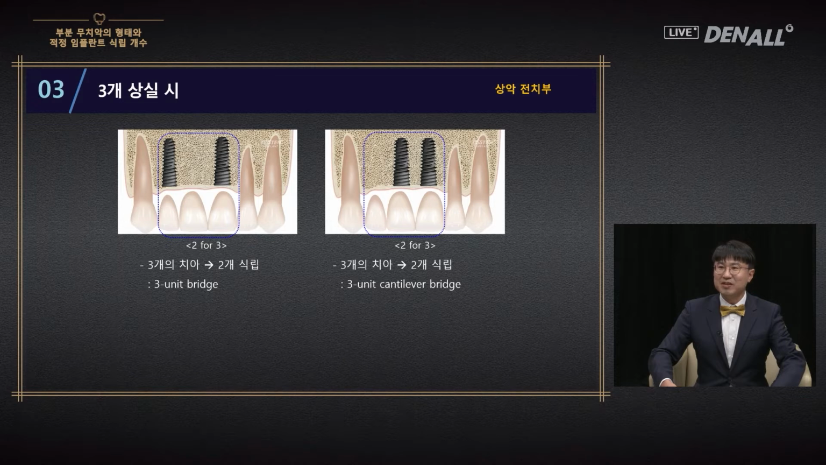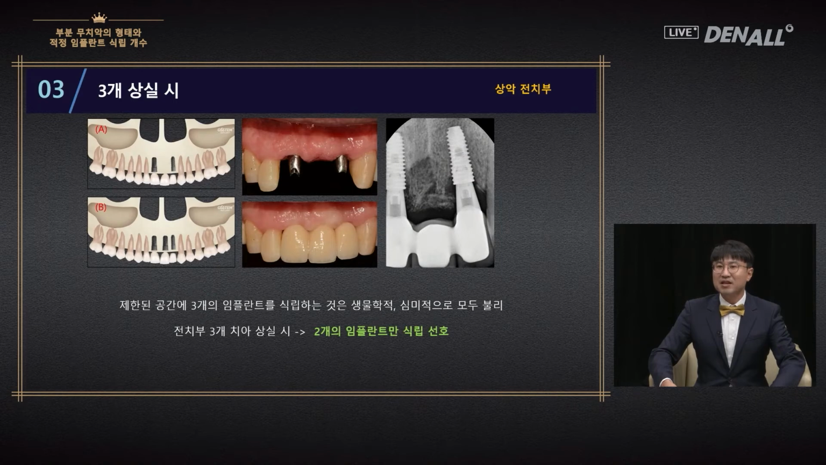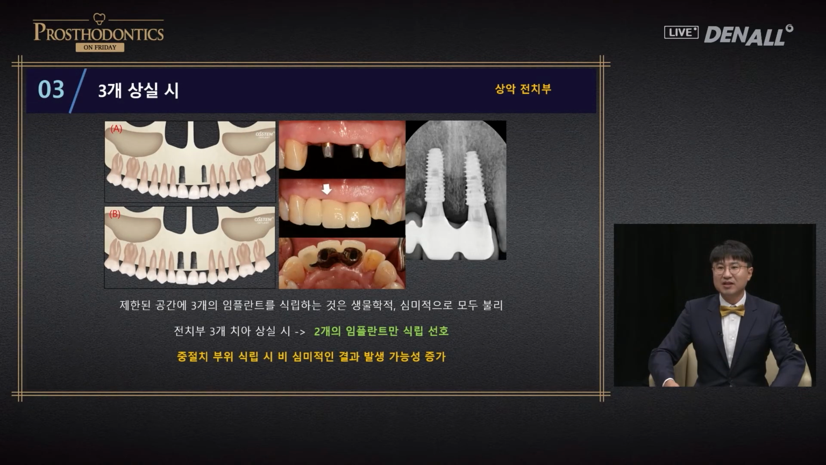Because in the anterior area, there's limited space. When there are 3 teeth missing, I only place 2, and this is the principle. Placing 3 implants in limited space can be biologically and aesthetically unfavorable. Please remember that when there are 3 missing in the anterior area, only 2 implants should be placed.